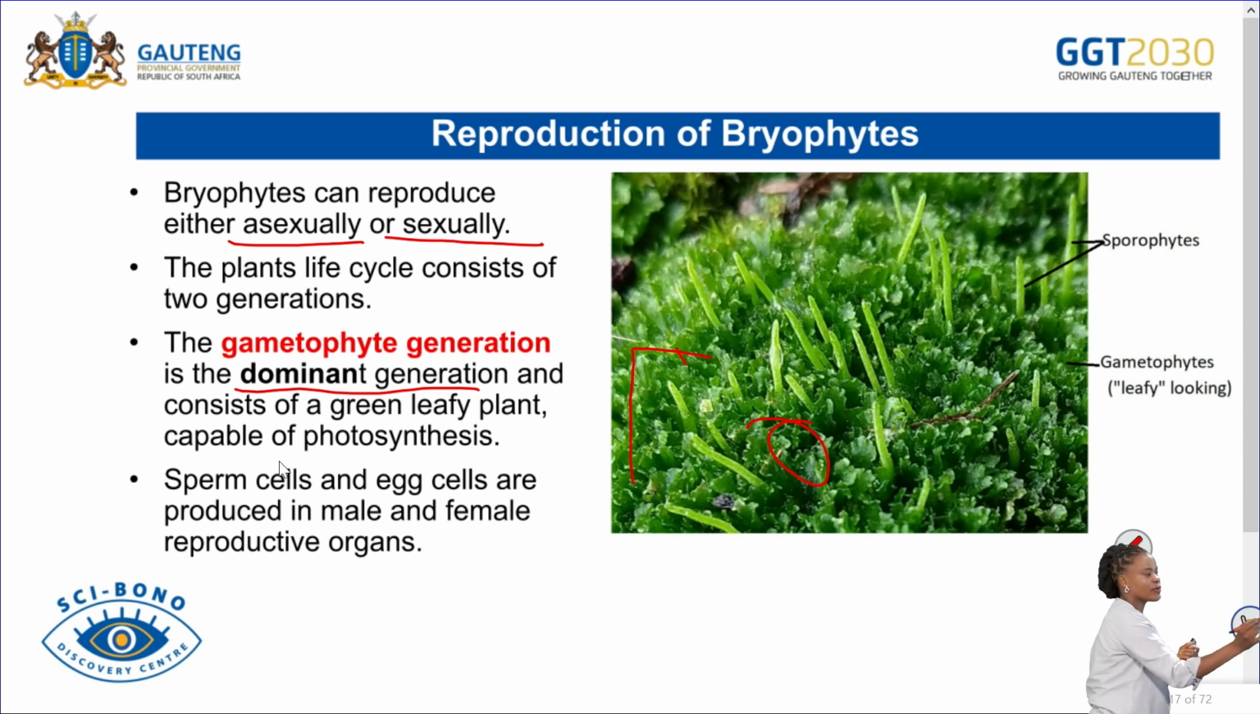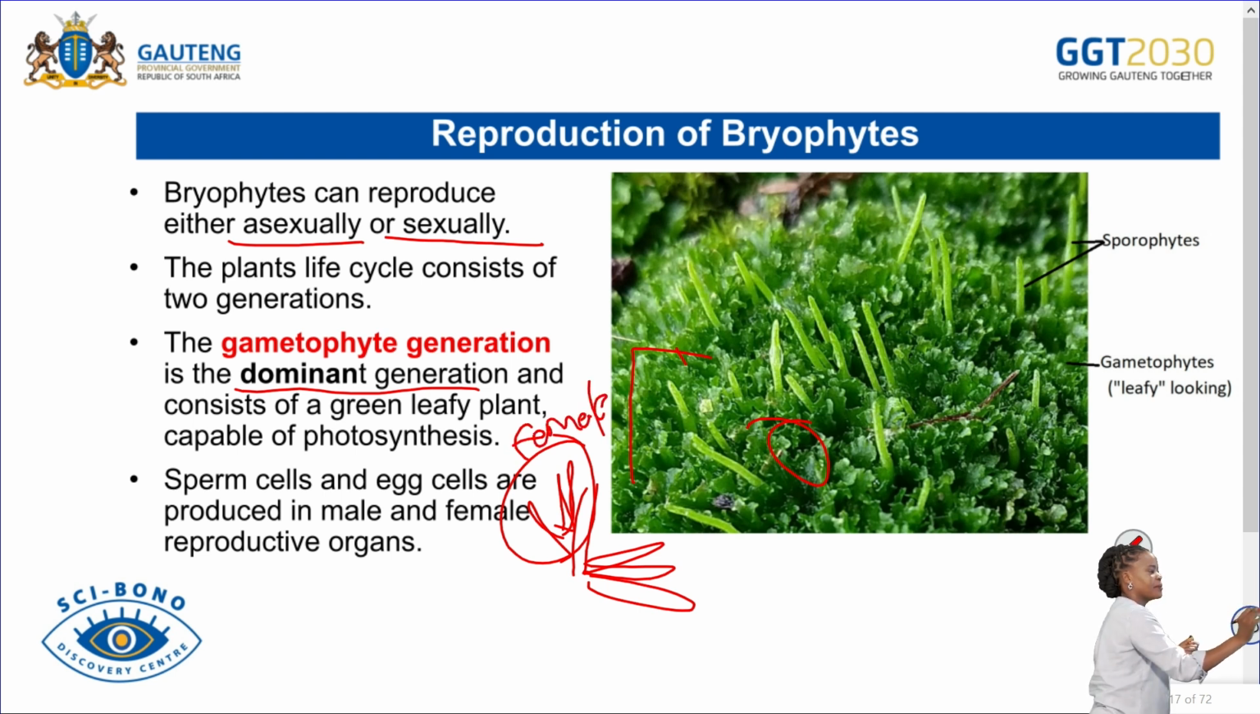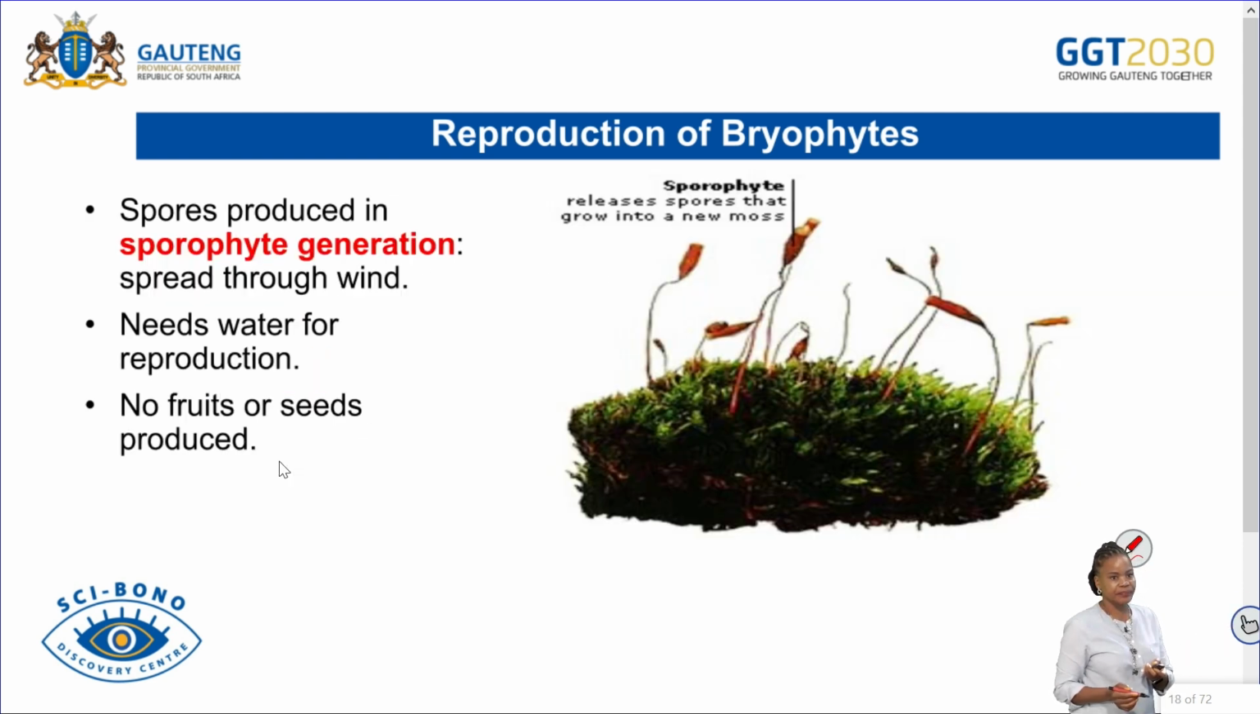I've just said that on the gametophyte plants, there are branches which are said to be the female branches. In other words, on the female branches, that's where the female gametes are produced. And then we'll be having what? The male branches. And on the male branches, that's where the male reproductive organs are going to be produced.